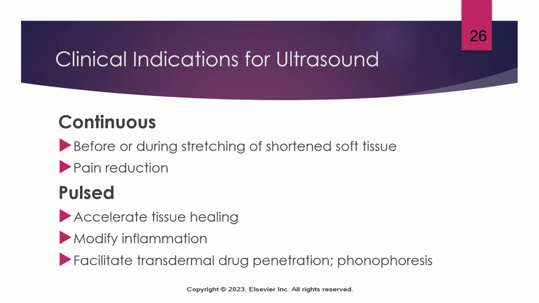All right, so let's move on to the indications. We've briefly mentioned some of these indications for ultrasound already, but when we're using continuous ultrasound, aka thermal ultrasound, we're going to use this before or during stretching of these shortened tissues. So if somebody has decreased range of motion, that would be an indication to use something like thermal ultrasound, as long as you've already ruled out all of the contraindications, and also to help reduce pain.